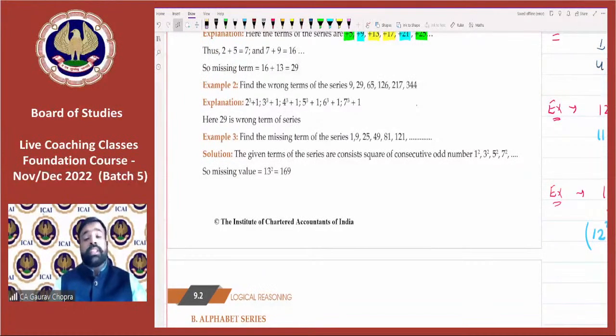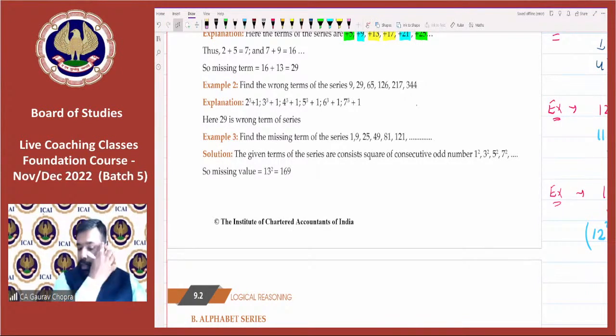Then example 2, find the wrong term of the series. Now this time all terms are given and we have to find which is the wrong one. There is no dash in between, just find the incorrect one. So 9, 29, 65, 126, 217, and 344. Now, if you see all the figures, you will get some relationship with cubes. Most of the numbers are near cubes.